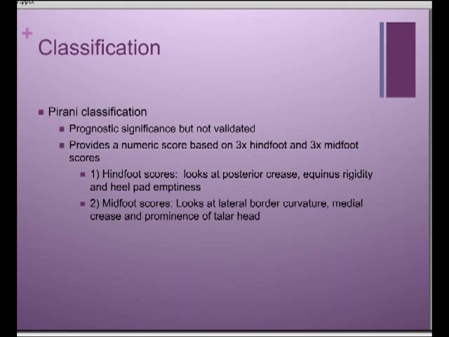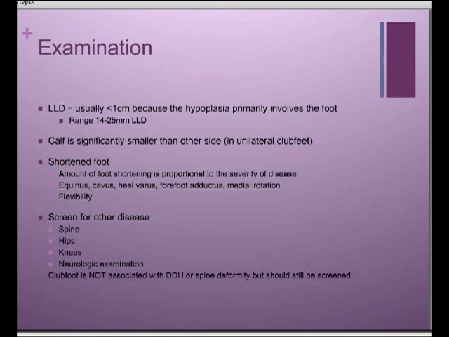When examining a child with clubfoot, there are a few different features to look at. Generally, there's not a large leg length discrepancy, with a range seen from 14 to 25 millimeters. The calf on the affected side is usually smaller than the unaffected side, and the entire foot is shortened compared to the normal size.